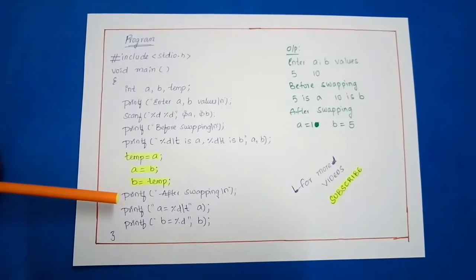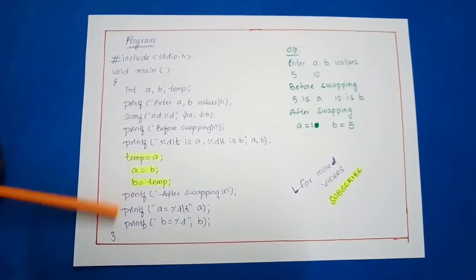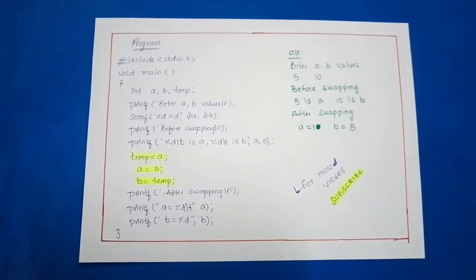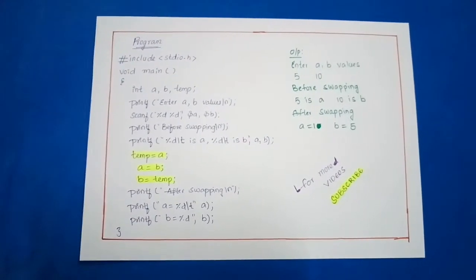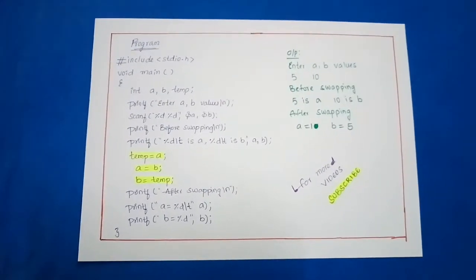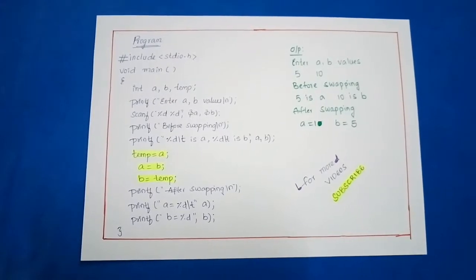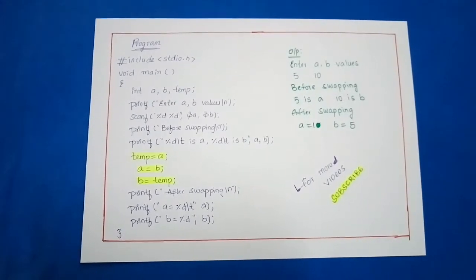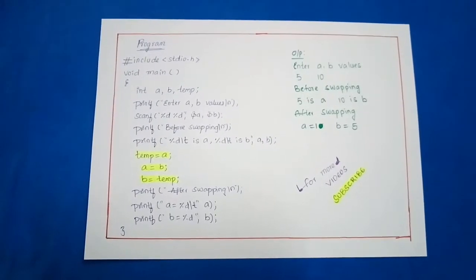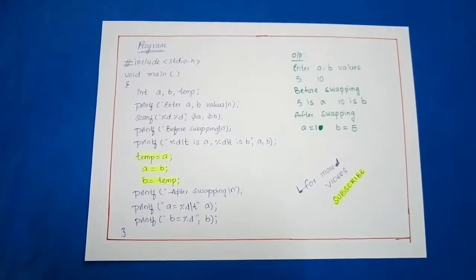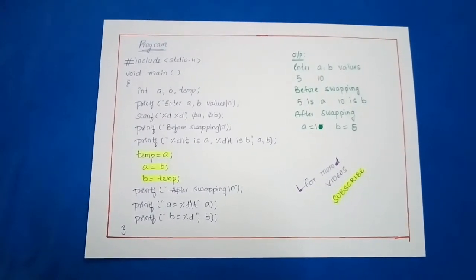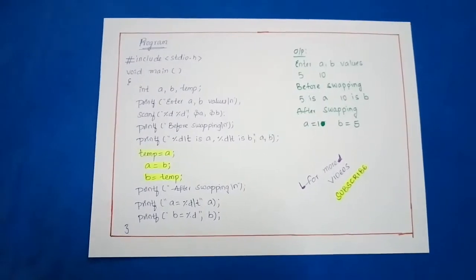Next, we need to know what exactly happened after swapping. For that reason, I am writing the program to display what is in a and what is in b, using printf a is equal to %d and printf b is equal to %d. So what will be the output? The printf statements we have written will be executed. The first printf is enter a, b values. The user will enter, for example, 5 and 10. Before swapping, 5 is a and 10 is b, and after swapping a will be 10 and b will be 5.